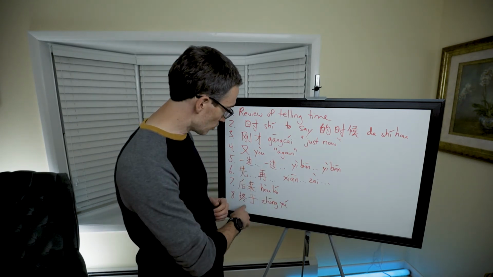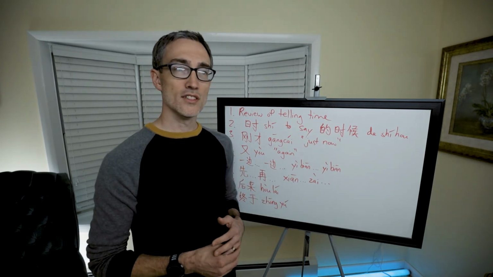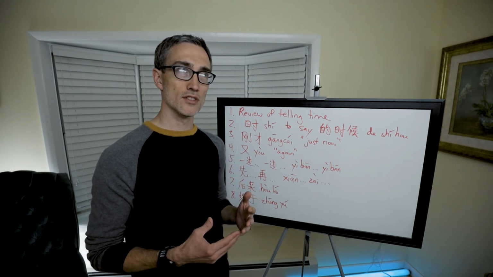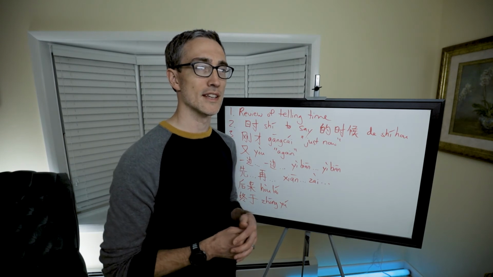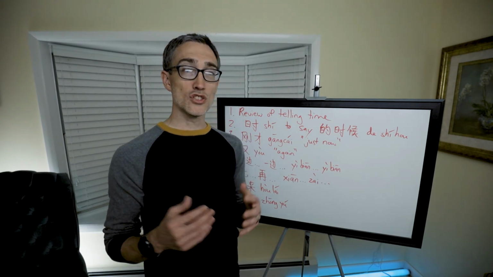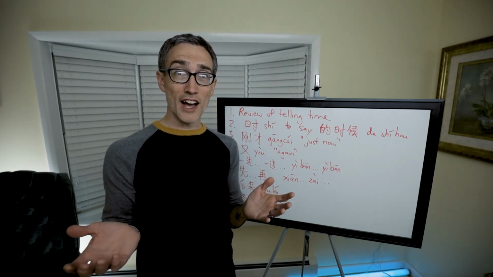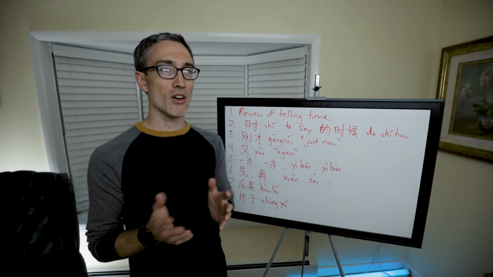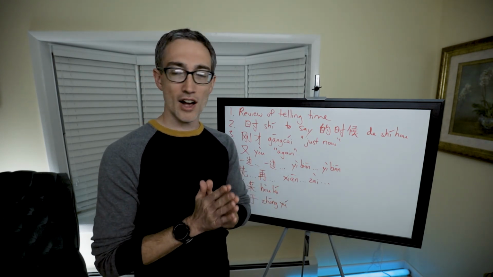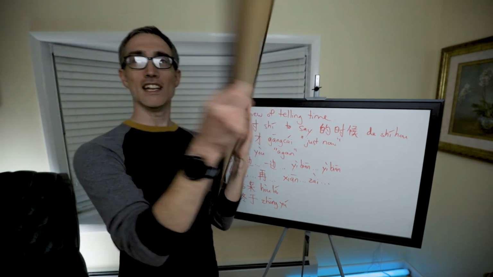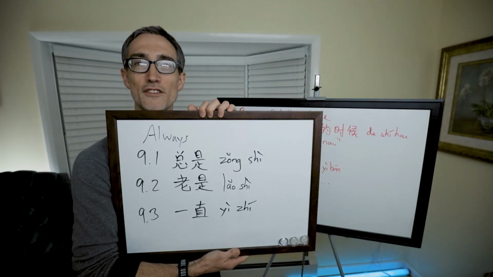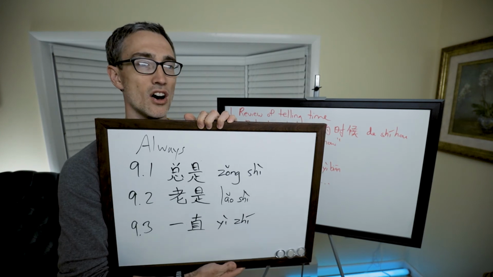Then we talked about 终于 meaning finally. It usually comes after the subject, before the verb. Sometimes it can go at the beginning of the sentence. Like 你终于到了. You're finally here. 你终于到了.